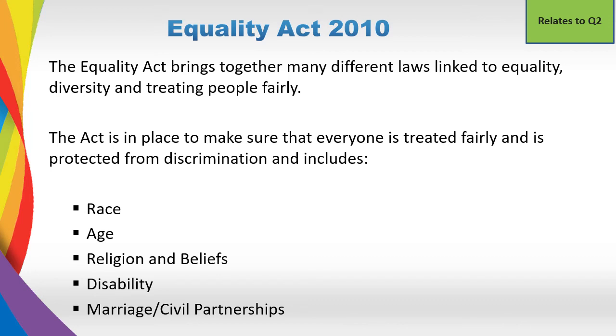So firstly, let's think about the Equality Act of 2010. So in 2010, the Equality Act brought together many different laws that link to equality, diversity, and treating people fairly. This law is there to protect people from discrimination, and it has many protected characteristics. Some of those are race, so you're protected from discrimination against your race, you're protected from discrimination against your age, your religion and beliefs, you're protected from discrimination about your disability, and you're also protected about your marital status or whether you're in a civil partnership like a homosexual couple.